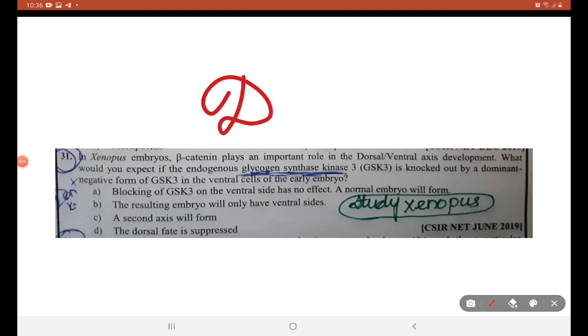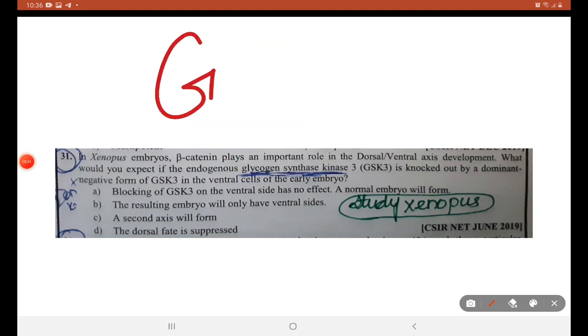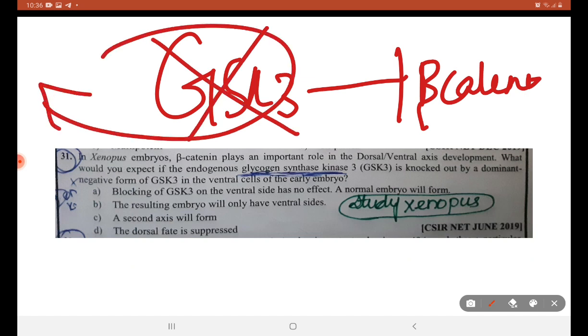Next, dominant negative concept. We have seen the properties of GSK3. GSK3 will go and inhibit beta-catenin. If GSK3 is removed, then it will form a secondary axis.